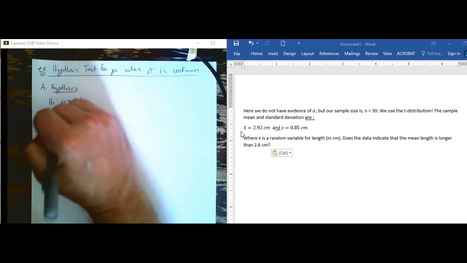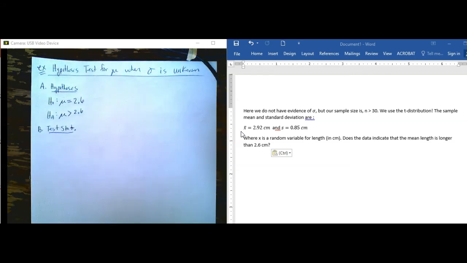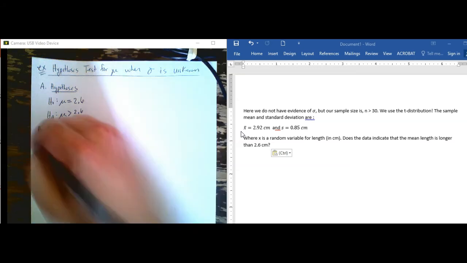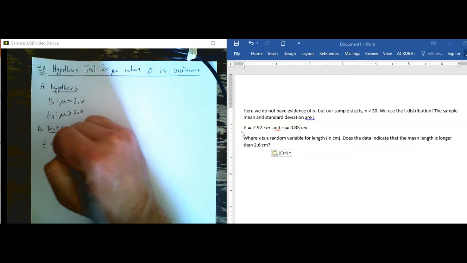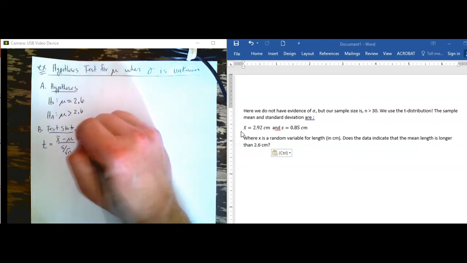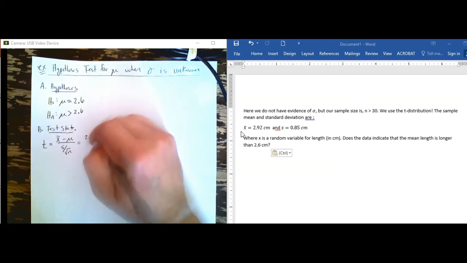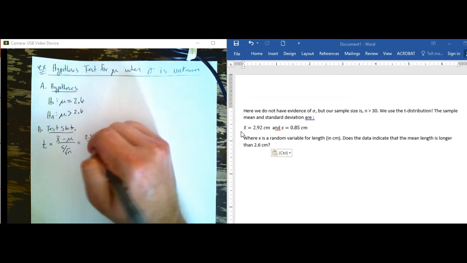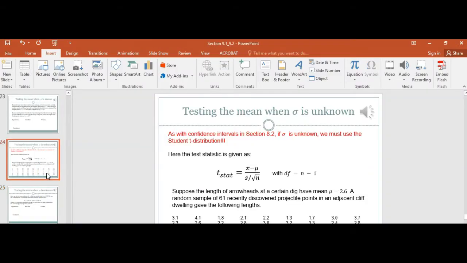So B, our test statistic. We have to calculate that. Remember, we're doing a t-test. We have to do a t-test because sigma is unknown. So our test statistic t is equal to x bar minus mu over s over the square root of n. Let's plug in those values. 2.92 minus mu, which is 2.6, over s, which is 0.85, divided by the square root of our sample size, which was 61.